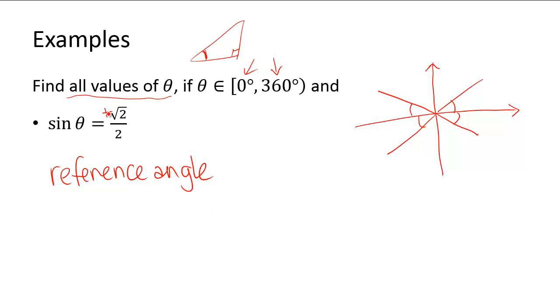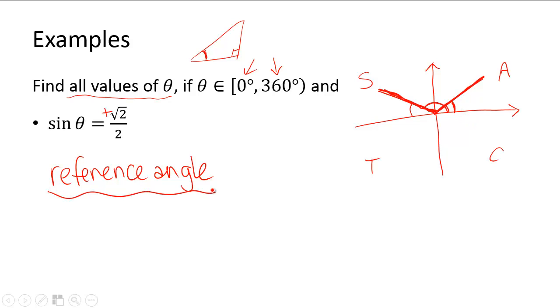So the sign here is positive. What does that tell us? Well, according to our CAST diagram, we know that all ratios are positive here, and sine ratios are positive here. So it's either one of those two. These are out. So it's either here or here in terms of the angles between 0 and 360. But we need to know what those angles are.